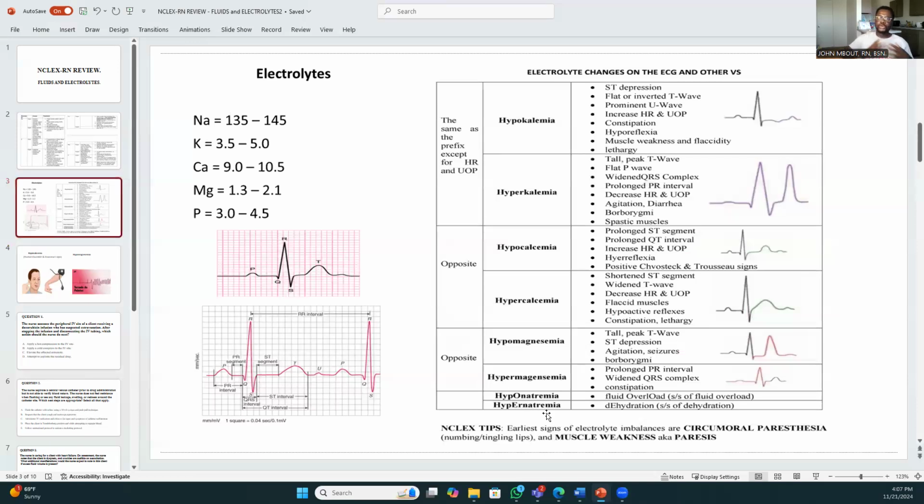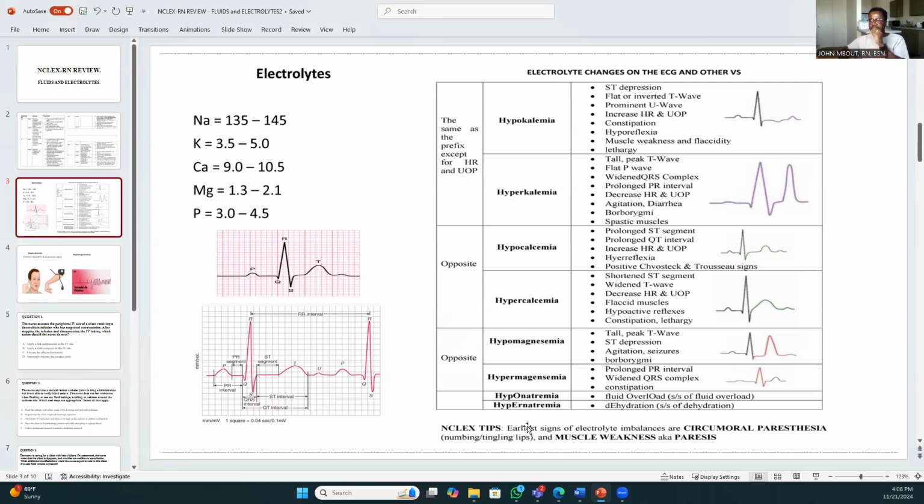Now, for sodium, the second I want you to know is hyponatremia. You see the O there, I put a capital O. When we have hyponatremia, we have fluid overload. So you have to look at the signs and symptoms of fluid overload.